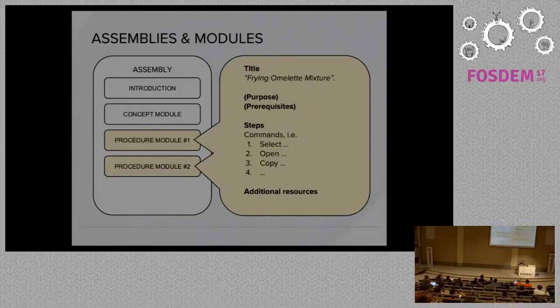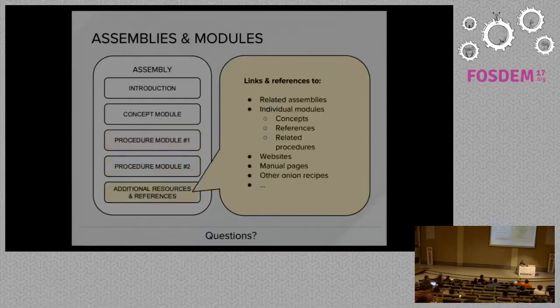They should be commands. They should say edit, open, copy, something like that, so that the user is clear on what is being asked of them. And again, each of those modules could have additional resources, the same as the assembly as a whole points to other pieces of documentation, related modules, related assemblies, related recipes, stuff like that. Now you may notice that the structure of that template for the assembly is basically the same as the template for the module.